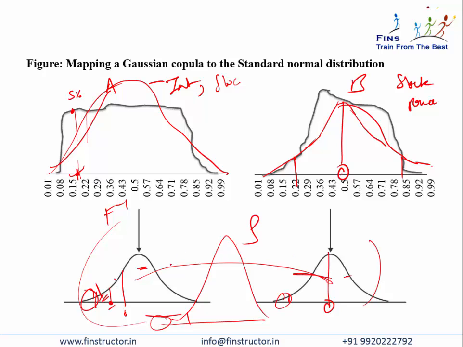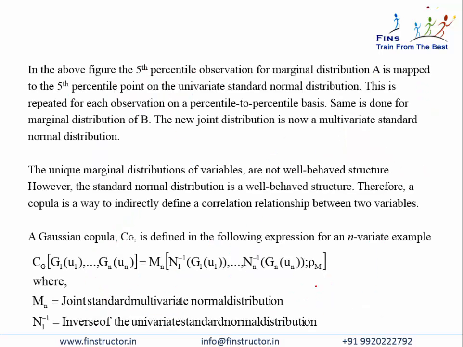So we also need a correlation matrix to combine these two normal distributions or unique univariate distributions into one multivariate distribution. So in the above figure, the 5th percentile observation for marginal distribution A is mapped to the 5th percentile point on the univariate standard normal distribution. This is repeated for each observation on a percentile to percentile basis. Same is done for marginal distribution B. The new joint distribution is now a multivariate standard normal distribution.